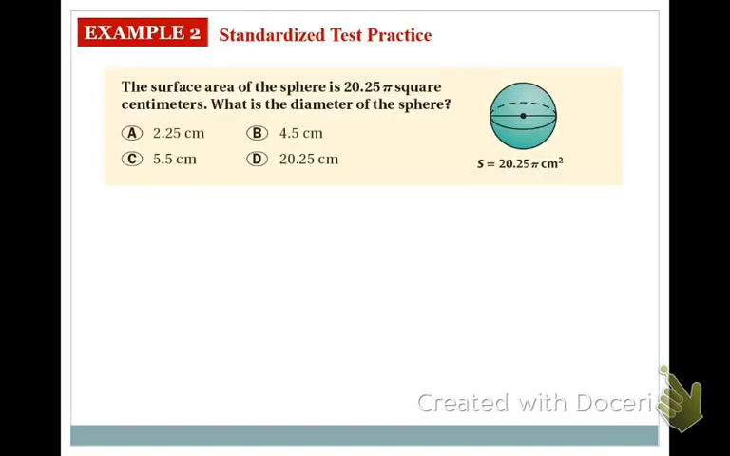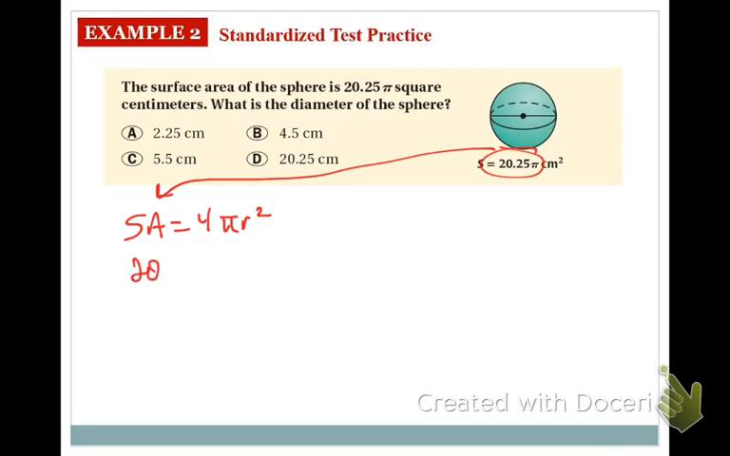Okay, all right, we could work backwards, knowing the surface area. Surface area of a sphere is 20.25 pi square centimeters. What is the diameter of the sphere? So it's a multiple choice standardized test question here. If we're talking about the surface area, we want to grab that formula, 4 pi r squared. And it turns out that this is our surface area. So whether you use SA for surface area or S for surface area, it doesn't really matter. But we're going to plug the 20.25 pi in for that.